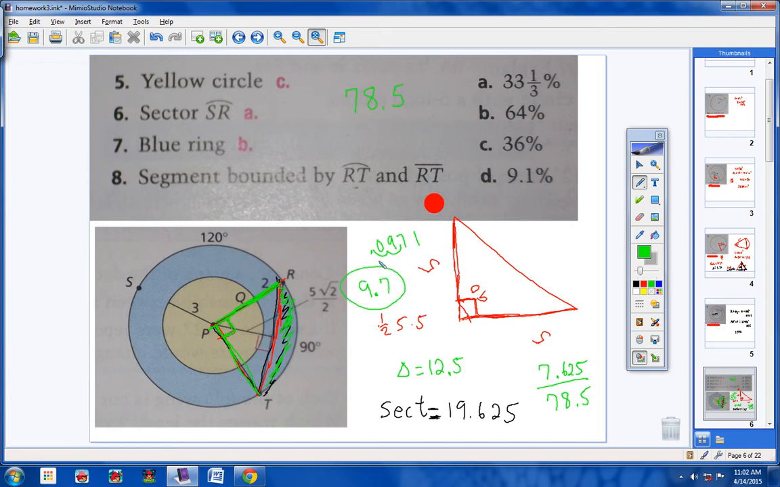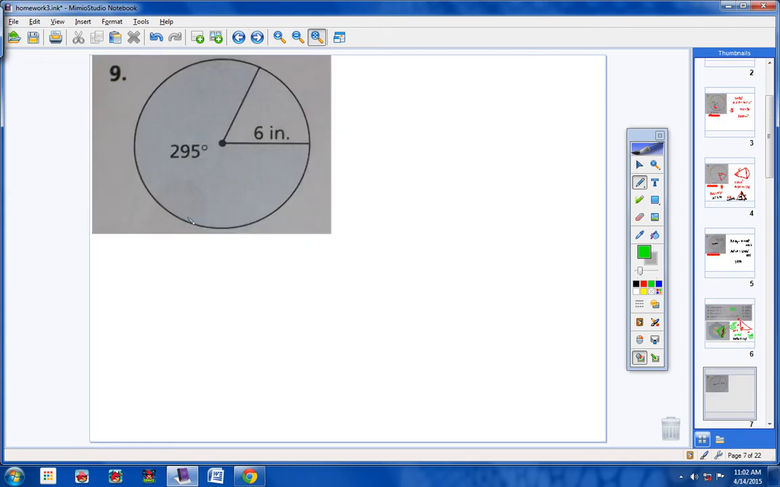We're always going to be off a little bit because of what we use for the radius and stuff like that. But there it is. Okay, so pretty simple. All right, moving on to numbers 9 through 16. The directions say to find the area of the shaded region.